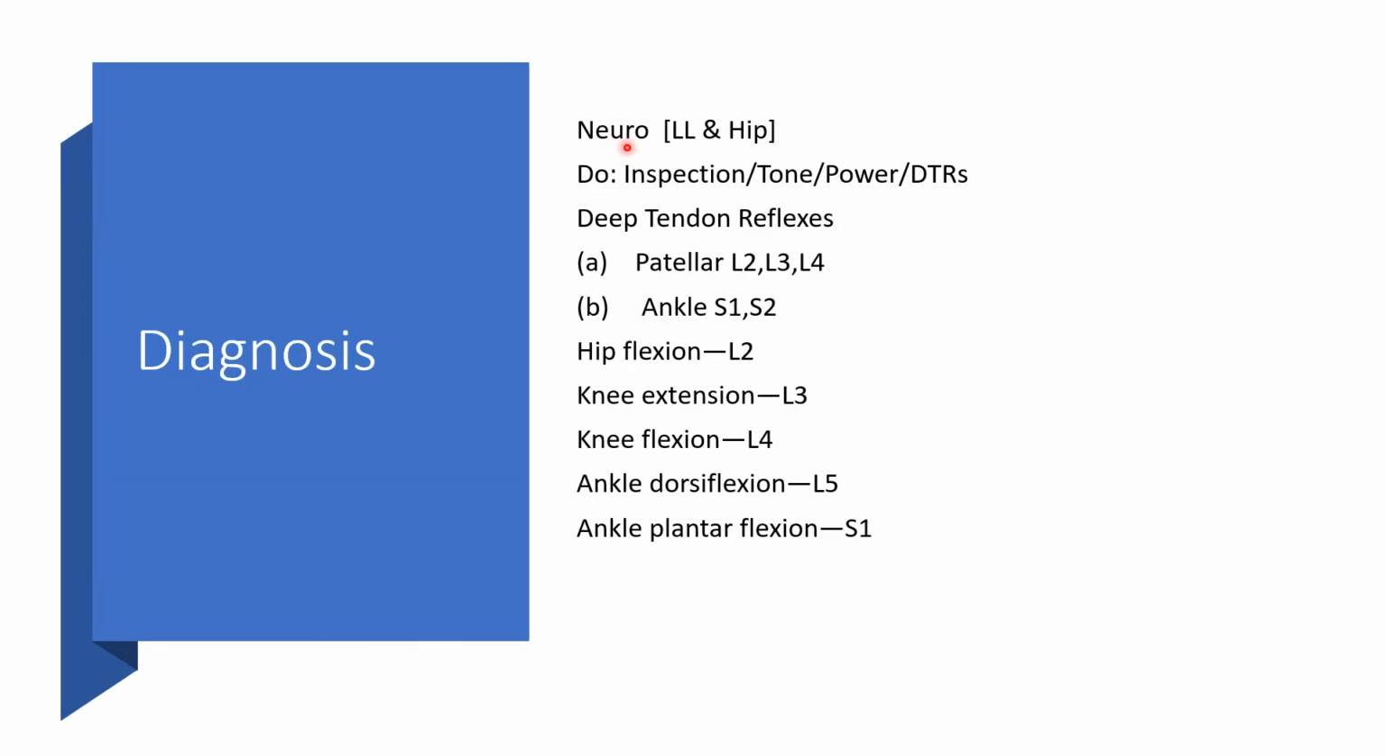A neurological investigation. This case will settle down for lower limbs and hip. So we'll do inspection, the tone, the power, and deep tendon reflexes. When it comes to the inspection, we want to know if there are tics, tremor, chorea, or fasciculation. Then the tone, we want to know passive range of motion and active range of motion. We want to see whether there's hypotonia or hypertonia. Then we check for the power.